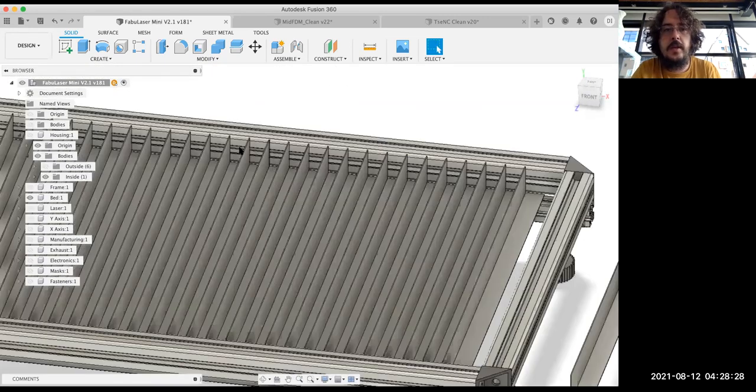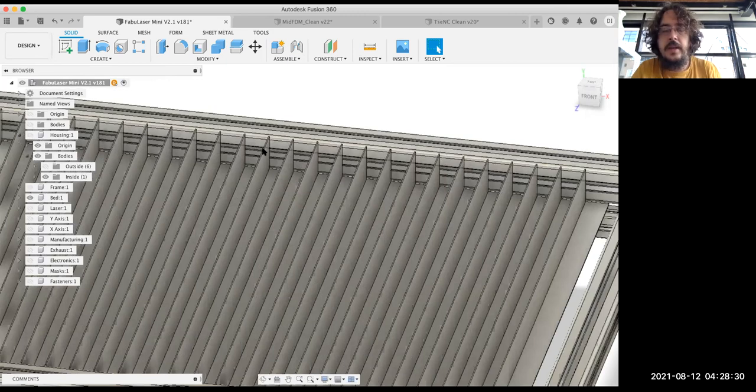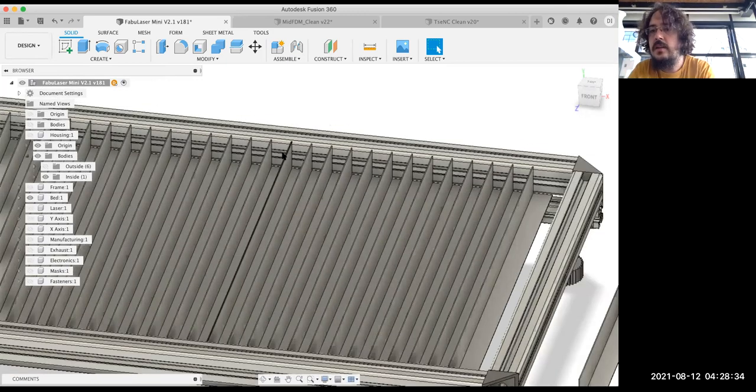What we're going to do probably is to make some holes here in this profile, some kind of design so that the exhaust can be taken directly from the side of the bed.